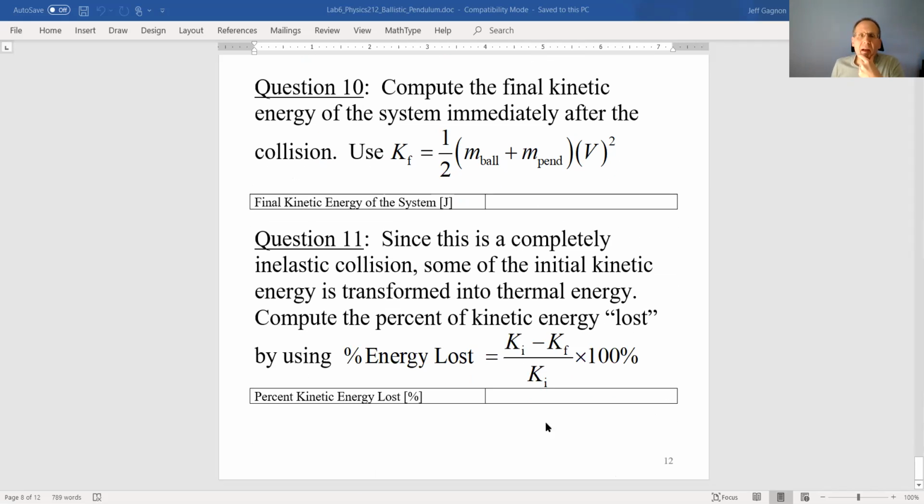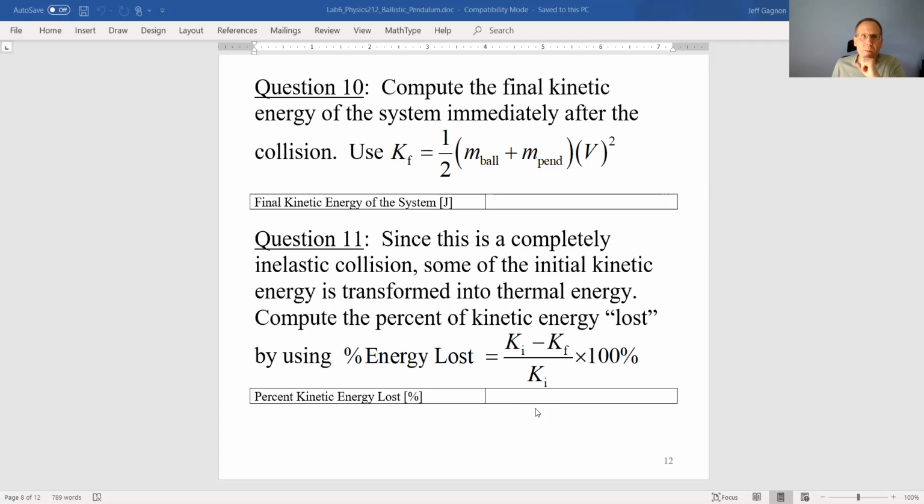So what I want you to do for the last question here is calculate the percentage of the energy, and I have it in quotes, lost. So it's simply going to be the kinetic energy initial minus kinetic energy final divided by the kinetic energy initial, times 100. It's just like a percent change. And you should find it's quite a large value. A lot of that kinetic energy is lost from the collision.